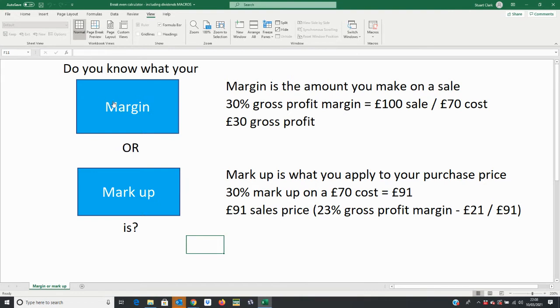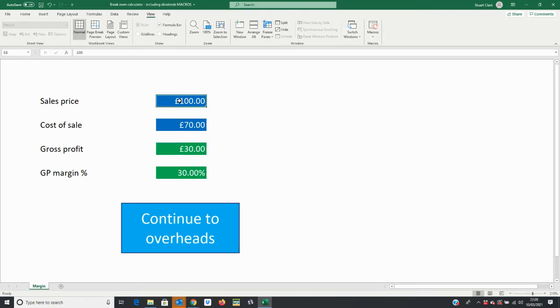The next question is, do they know what their margin is? So what's the profit they're making on each sale, or what their markup is, and how much they apply to their purchase price. In this case, I know it's margin. I know that if I sell something for roughly £4,500, my costs are £3,150, so a 30% gross profit margin.